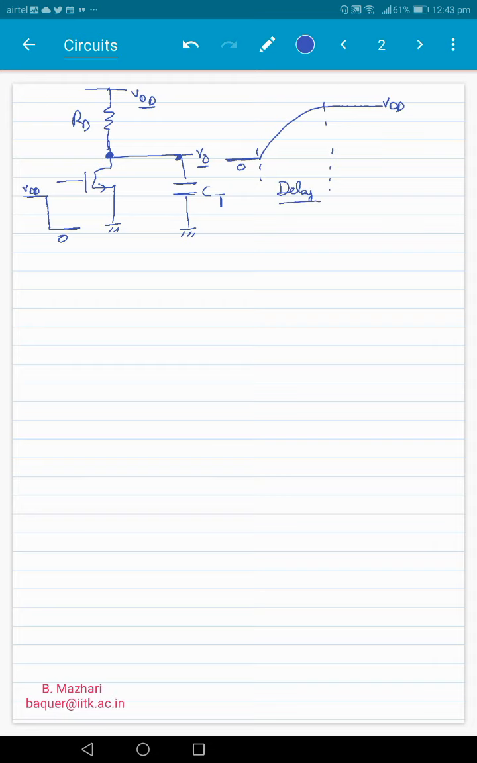And this delay is very important. We want our circuits to operate at very high frequencies, or as fast as possible. So this delay tau is important, and we would like to keep it as small as possible. Delay is proportional to RD times CT here. So to keep the delay small, note that CT is fixed, so we should make RD as small as possible. RD should go towards 0.